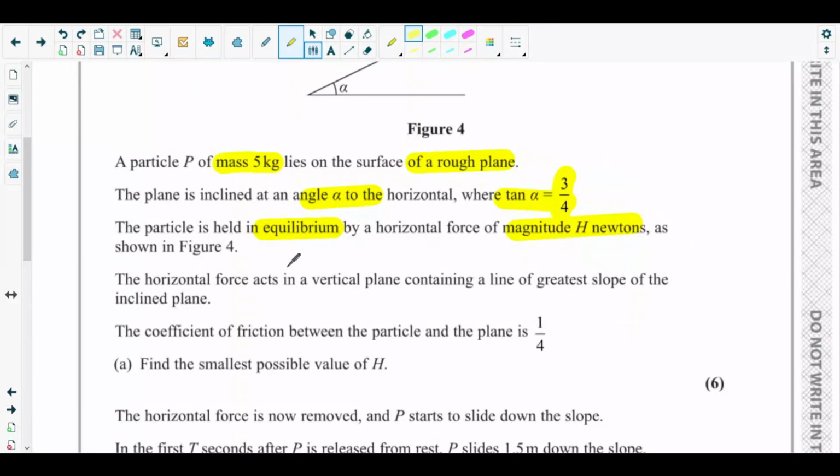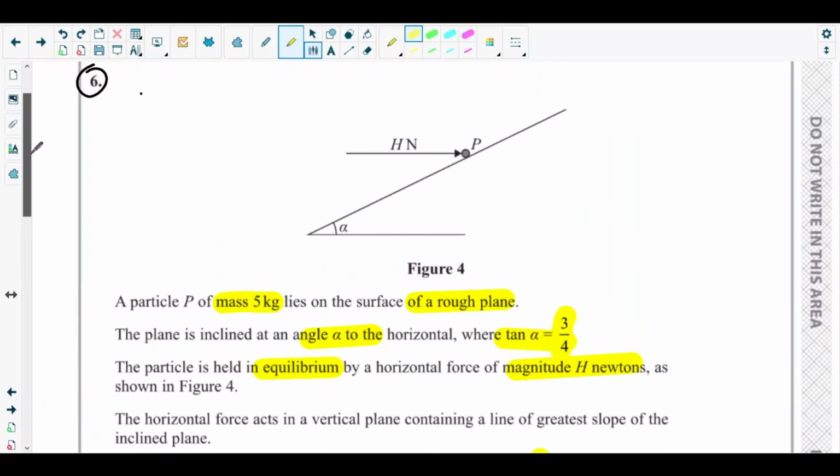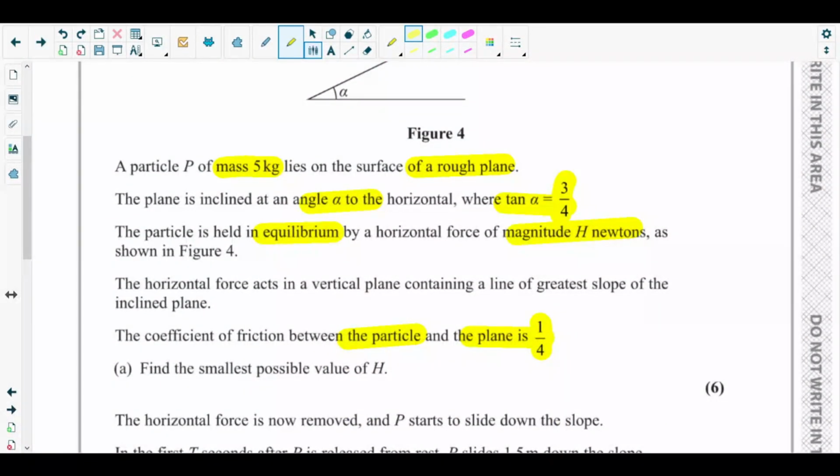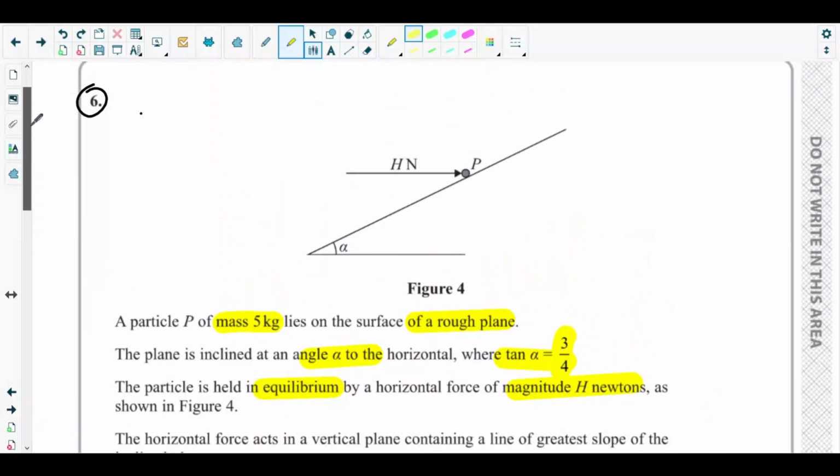The horizontal force acts in a vertical plane containing a line of greatest slope of the inclined plane. The coefficient of friction between the particle and the plane is 1 over 4. The coefficient of friction is given. Okay, so part A is asking us to find the smallest possible value of H. We need to find out the smallest possible value of H.